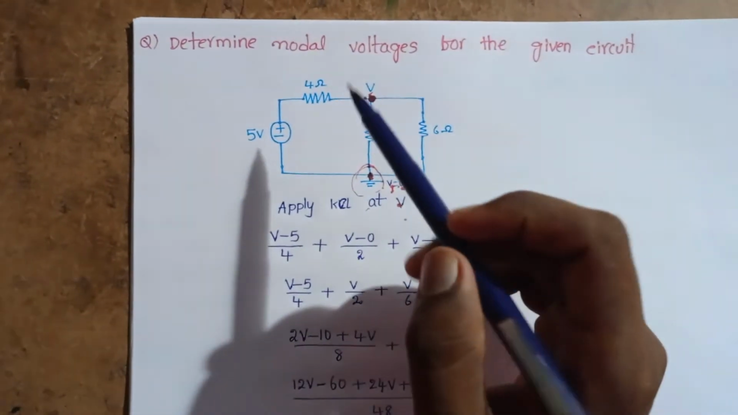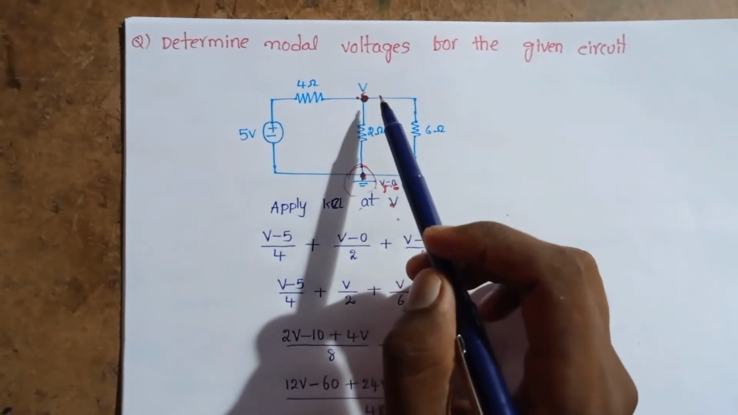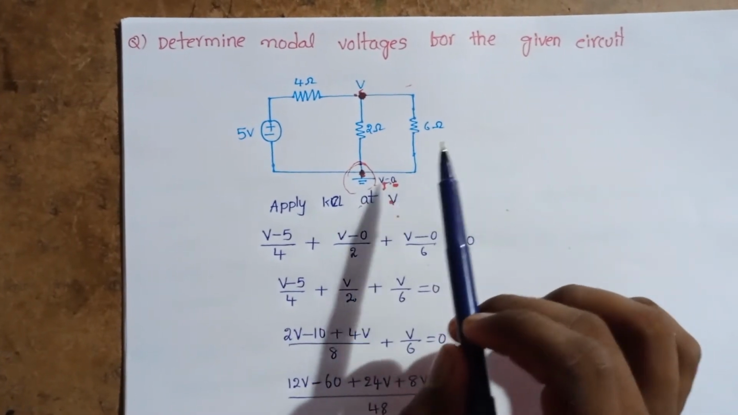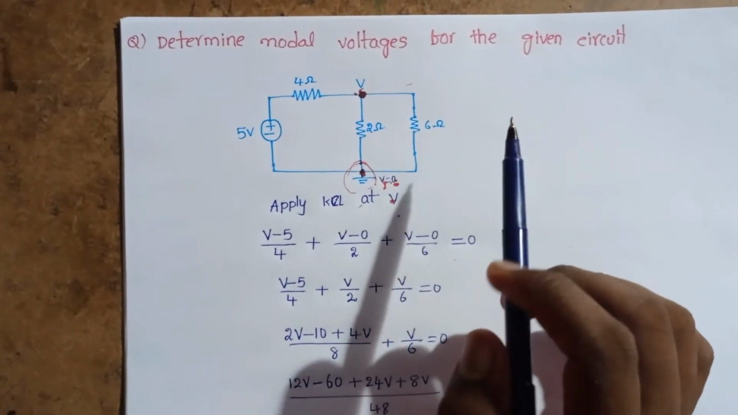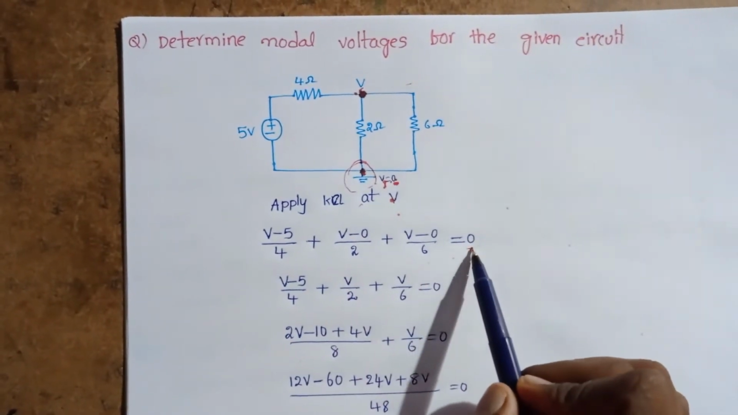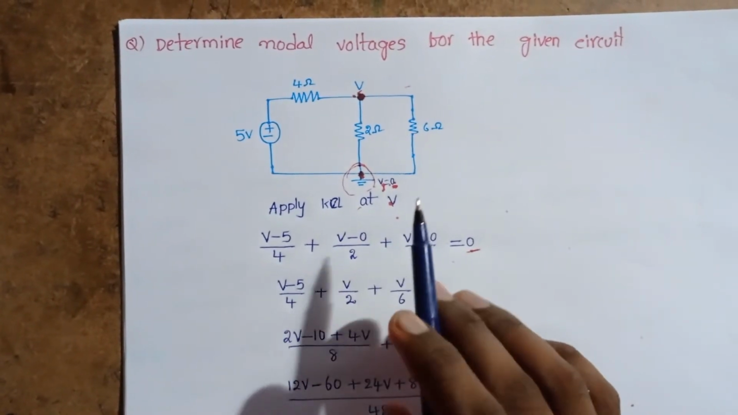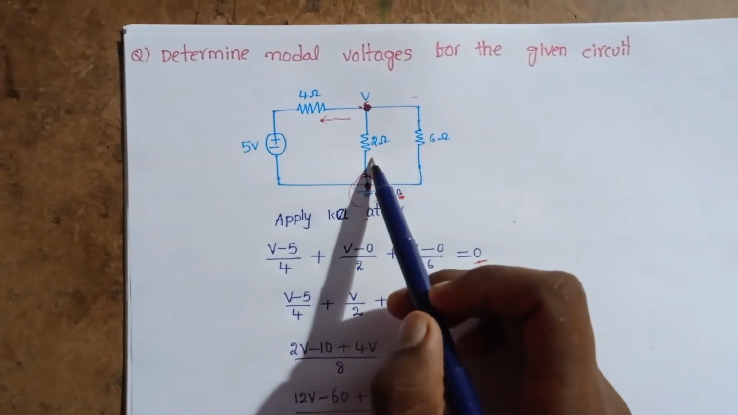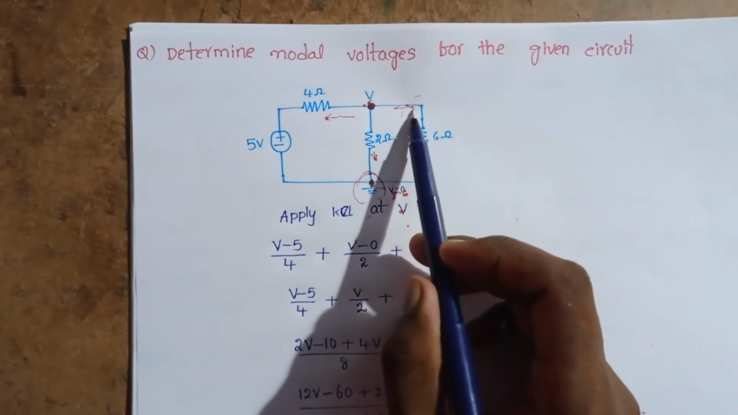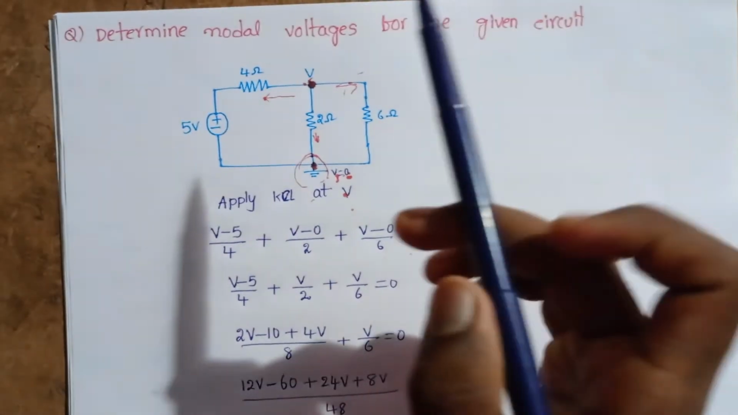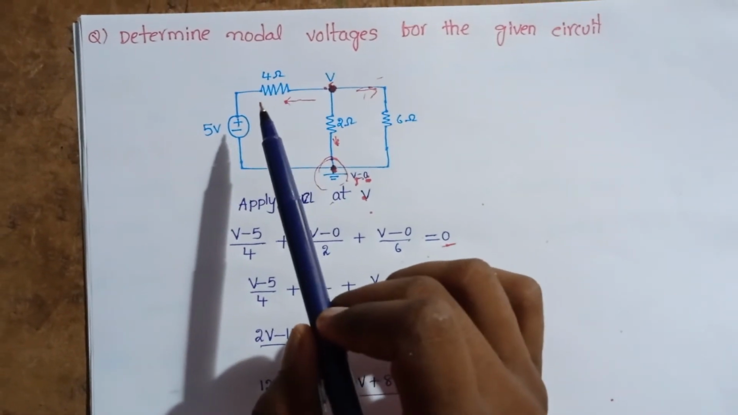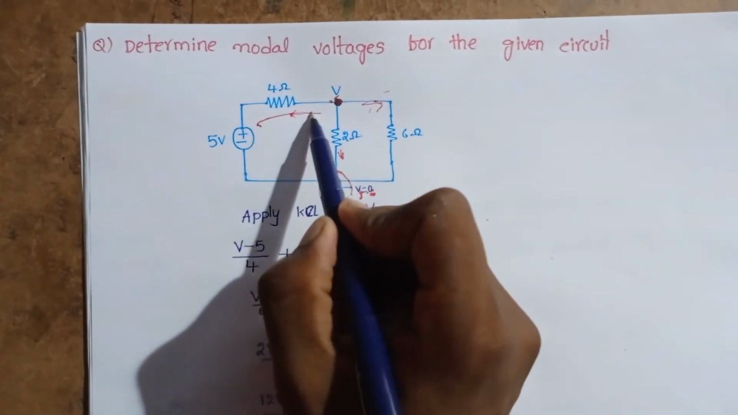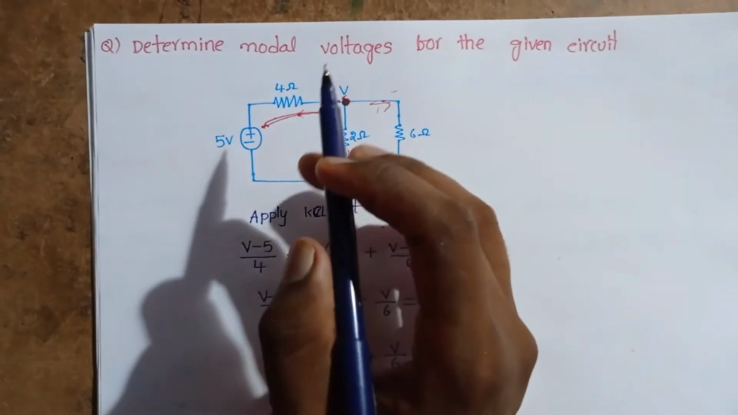According to KCL, entering currents equal leaving currents. Observe this circuit, there are no entering currents, that means there are no current sources, so entering currents equal 0. Let's see the leaving currents. Suppose in this branch we have some leaving current, and in this branch we have some leaving current, and here also at this point. First, let's find what is the current in this branch.